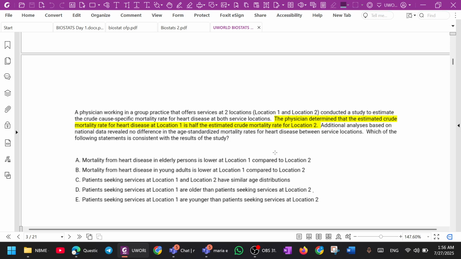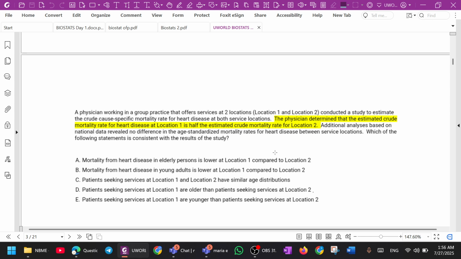Oh, okay. So they just said that the CMR is affected by age, and the SMR is not. Here they're saying that when they use the CMR, they see a difference, but when they use the SMR, they don't see a difference. So it's definitely the age that is making a difference. So we know that part.